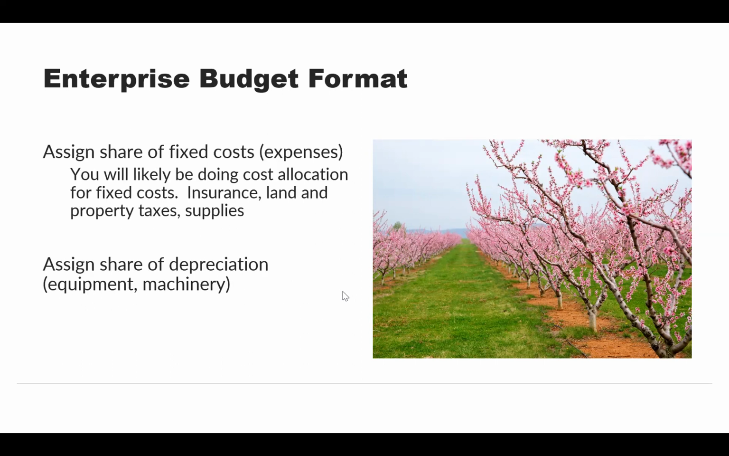And then you want to assign the share of fixed costs, and those are your overhead costs. With fixed costs, you're likely to be doing some type of cost allocation process. Insurance, land and property taxes, overhead supplies: those are things that you probably use on multiple enterprises, and you just want to figure out, based on some allocation formula, how you want to charge those off.